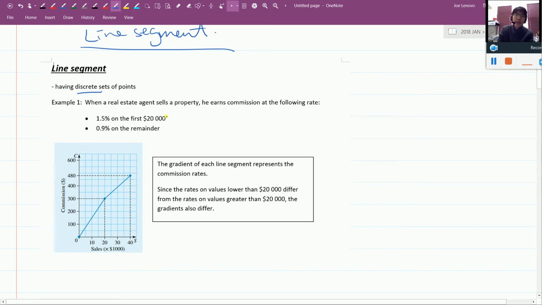One example here is about the commissions of a real estate agency. You wouldn't expect to have the same percentage for all the sales that you have. For this particular situation, this real estate agency takes 1.5% for the first $20,000, and then the remainder would be less.